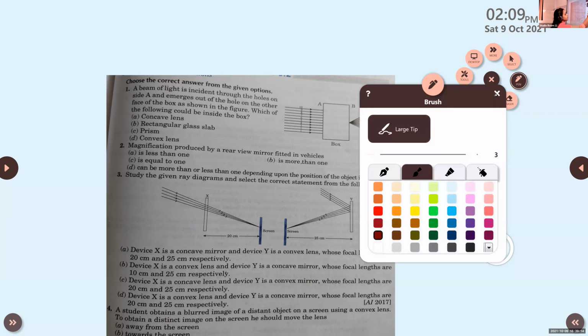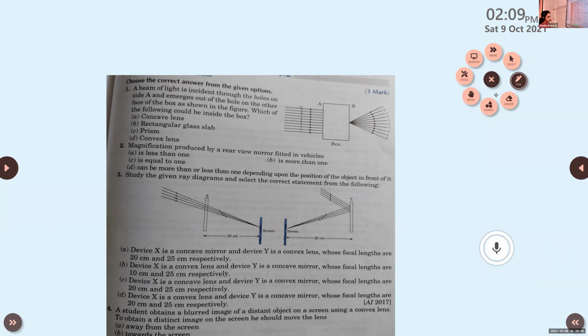Okay, children. So this is the first question. A beam of light is, I think it is not clear to you. Is it clear? Yes. Ma'am, do you want to zoom it again? Yes, ma'am. Clear now. Okay.